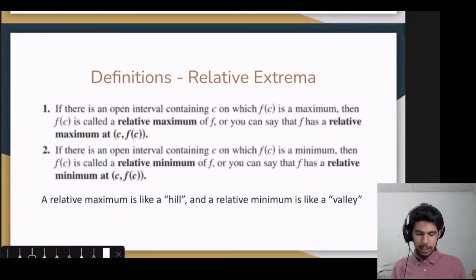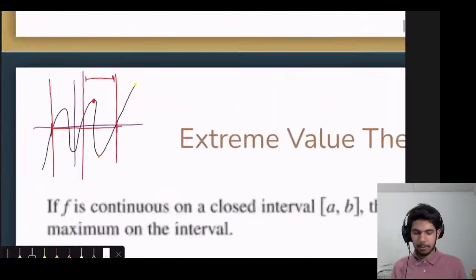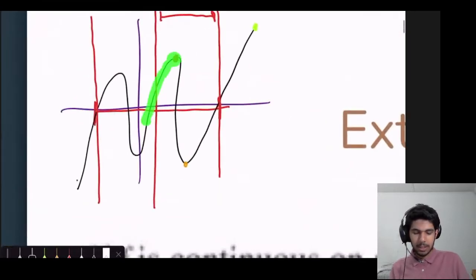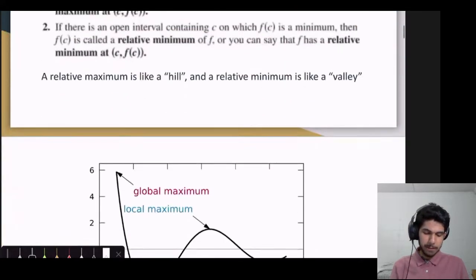So I wrote here that a relative maximum is like a hill and a relative minimum is like a valley. If we go back to this example here, this is sort of like a hill. That's where the maximum occurs. And this is like a valley. The minimum is at the bottom of the valley. So that's a nice way of remembering it.